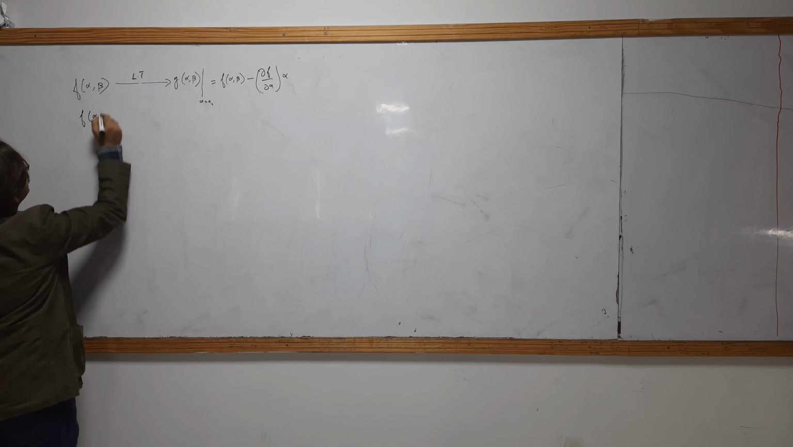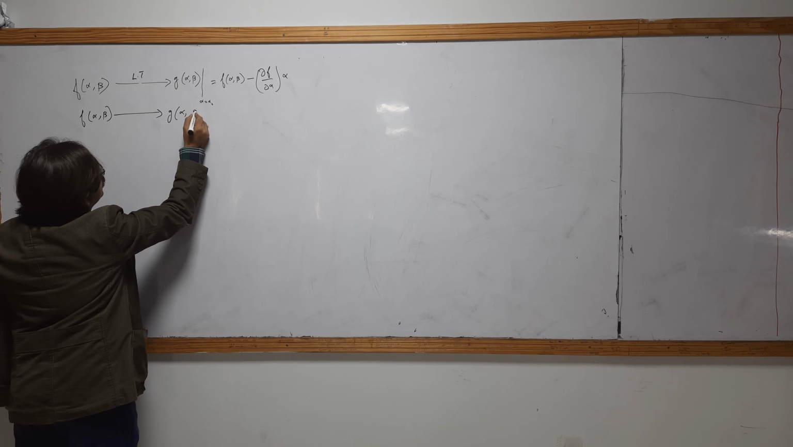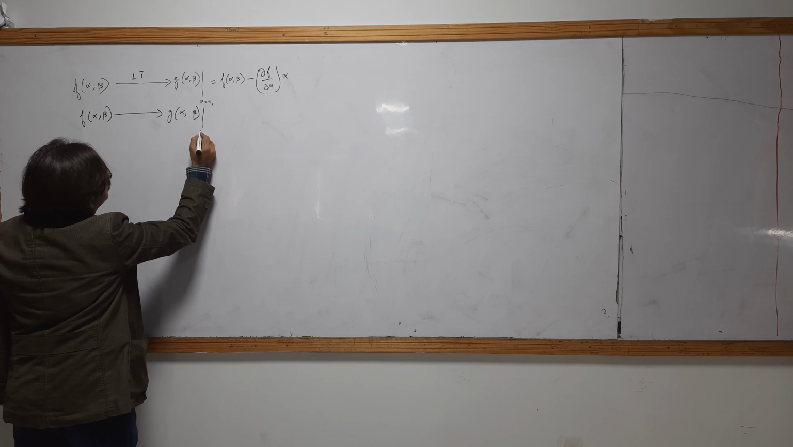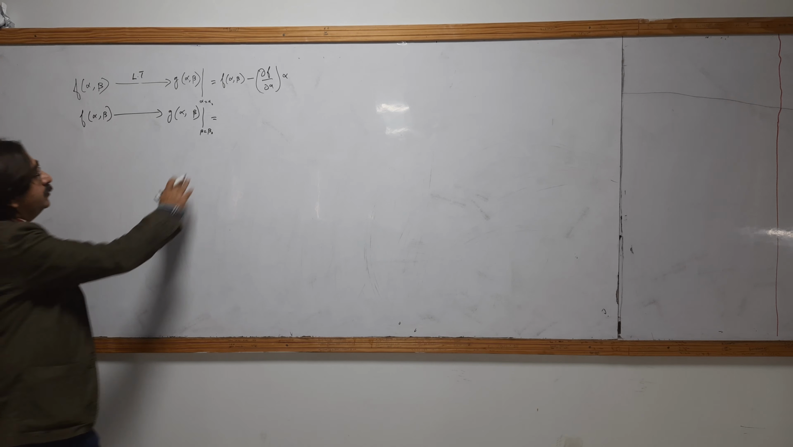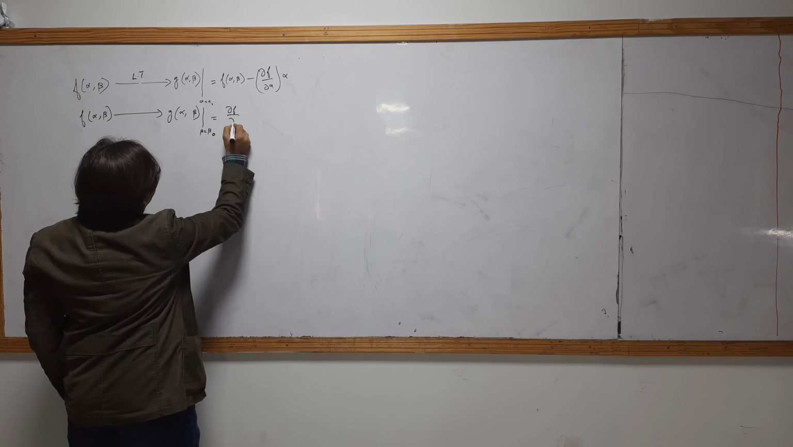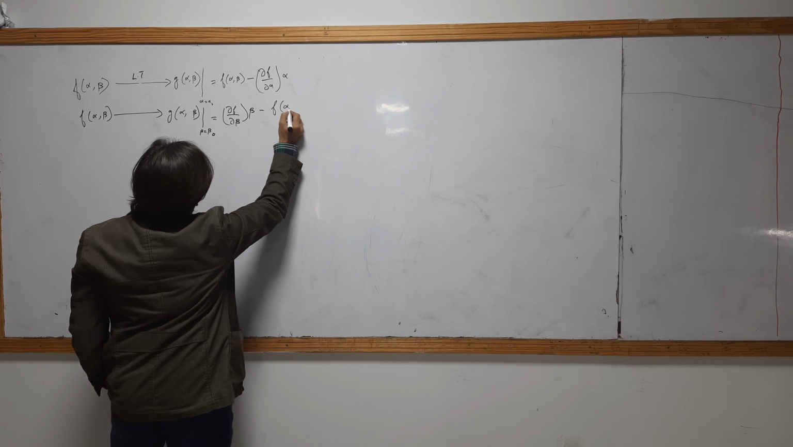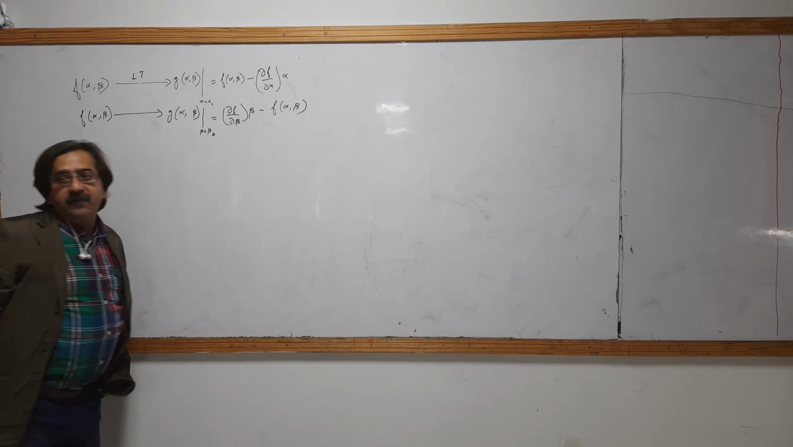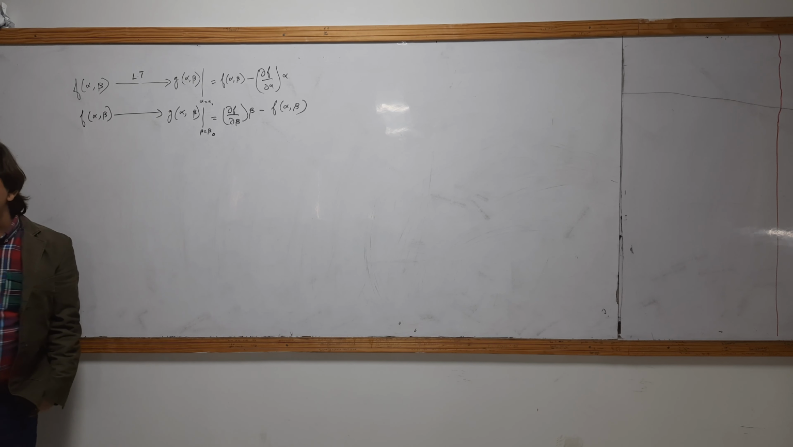And if beta is the unwanted variable, then this will be partial f over partial beta multiplied by beta, minus f. So we have proved these two expressions.